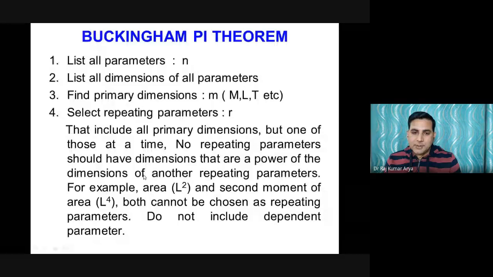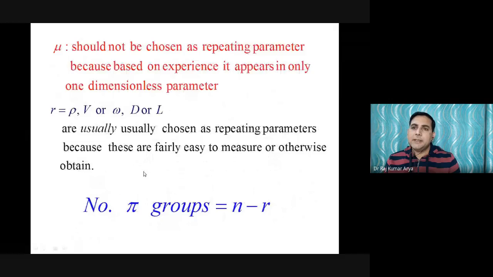Now, in the case of a fluid, you have viscosity. Based on the practice of practitioners and engineers, based on experience, viscosity should not be chosen as a repeating parameter, because it cannot come in more than one dimensionless parameter. So viscosity will never be treated as a repeating parameter; it can come only in one group.